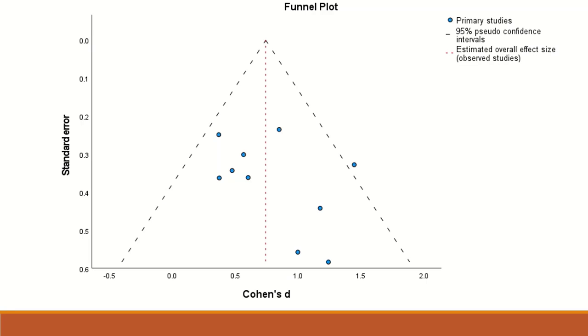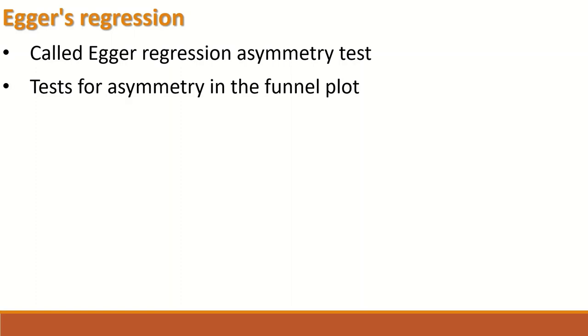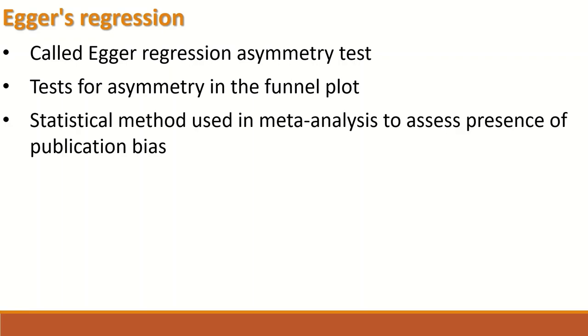But this is not enough, as it is based on visual inspection and personal judgment. Another test that needs to be done is a statistical test that will back up or validate the outcome from the funnel plot, which is Egger's regression test. So this test is called Egger's regression asymmetry test because it tests for asymmetry in the funnel plot. So it is a statistical method that is used in meta-analysis to assess for publication bias.